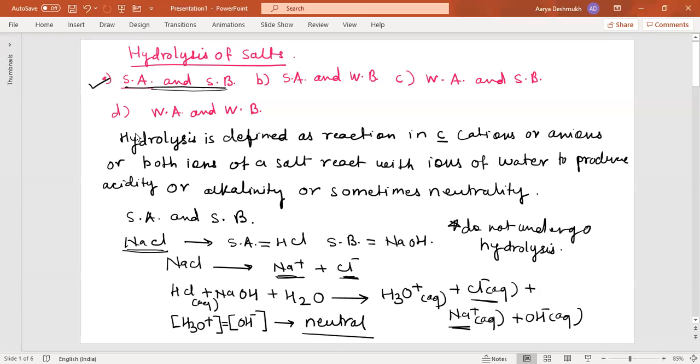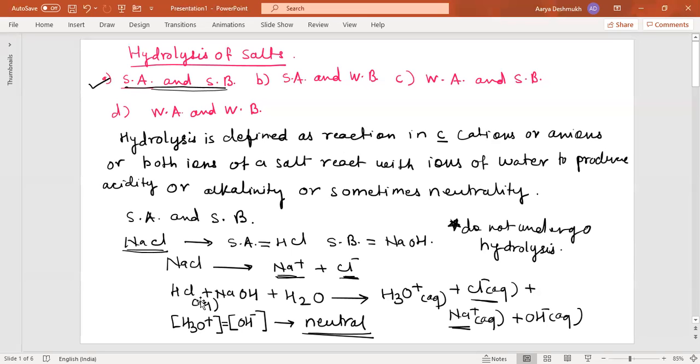Okay, so this is important for you. Salt of strong acid and strong base does not undergo hydrolysis, and since there is no hydrolysis, when you dissolve sodium chloride in water, the pH of the resulting solution will be neutral. Okay, so as I told in the definition itself, hydrolysis is the reaction in which cations or anions or both ions react with water to produce acidity, alkalinity or neutrality. But in this case, even if Na+ and Cl- react with H2O, they will again form NaOH and HCl, and NaOH and HCl both are strong electrolytes.